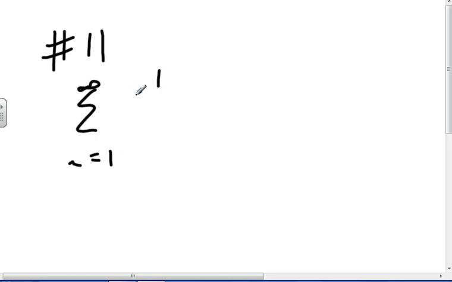What are we doing? That was 7, so we're doing 11 next. Okay, 11. Summation n equals 1 to infinity, 1 over 2n plus 1. Okay, converge or diverge?